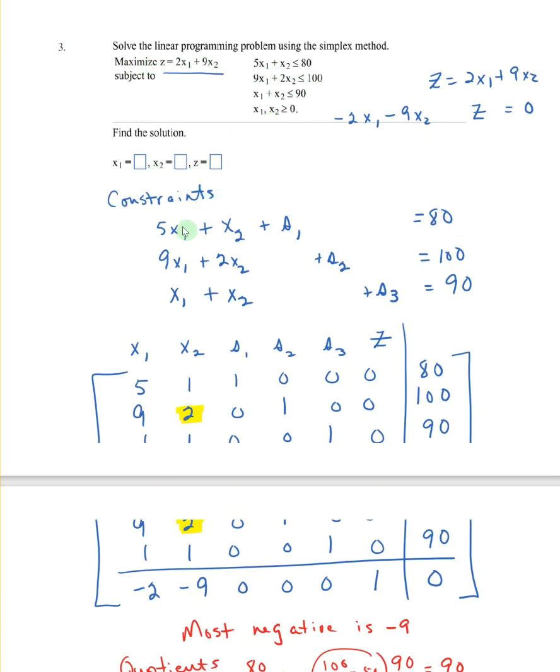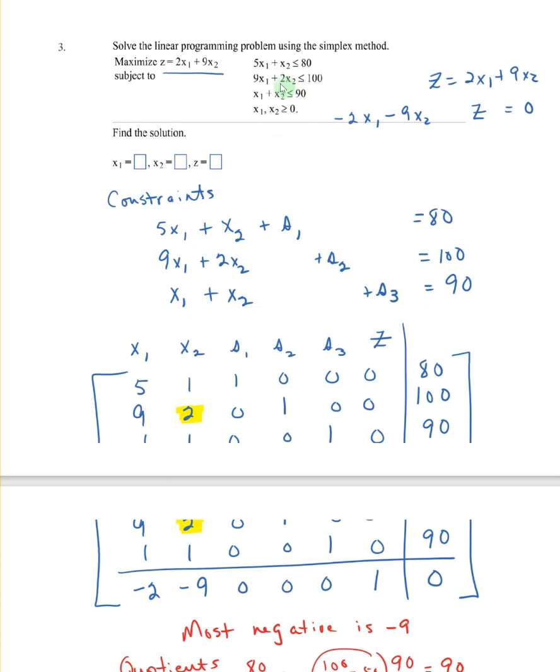So I wrote the constraints here and put 5x1 plus x2, and you have to add in your S1, your slack variable. You put that in, and all the way over here, you change it to equals 80. Then you have 9x1 plus 2x2. We have to put in another slack variable, move over, and then equals 100. x1 plus x2, we put in plus s3, and it equals 90. And this one just says x1 and x2 have to be positive. We don't have to do anything with that one.